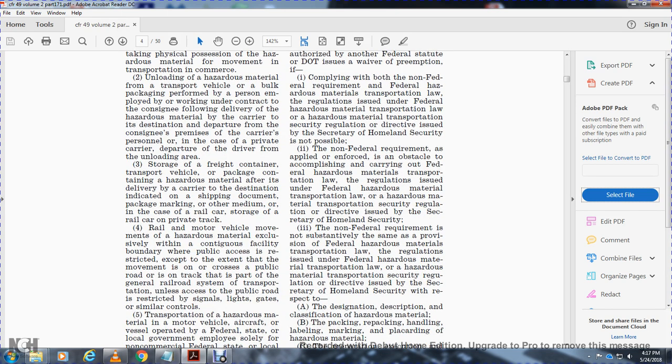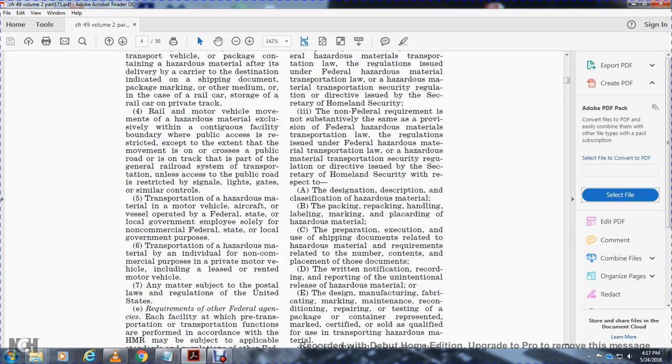Rail or motor vehicle movement of the hazardous material is excluded with a contingency at a facility where public access is restricted, to the extent that the movement does not cross a public road with the track of the department or the general railroad system of transportation, unless access to the public road is restricted by signal lights, gates, and similar controls.